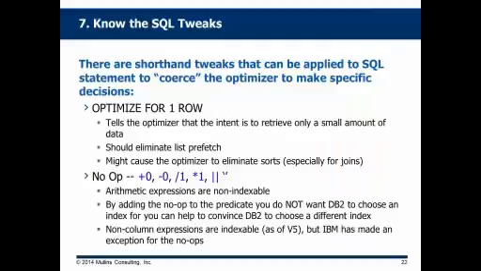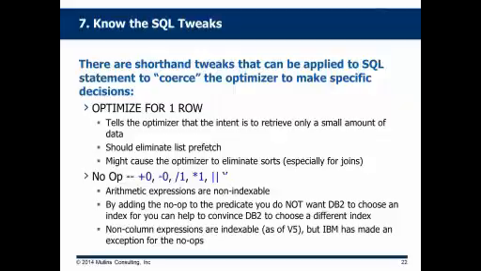There are shorthand tweaks that can be applied to kind of coerce the optimizer to make specific decisions. Optimize for one row. You're telling the optimizer, I'm really only trying to retrieve a small amount of data, and this should usually eliminate list prefetch. And you might want to do that in an online environment.